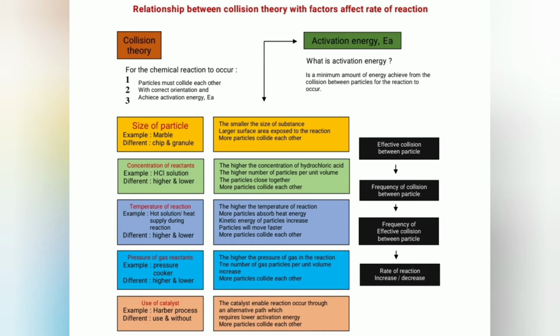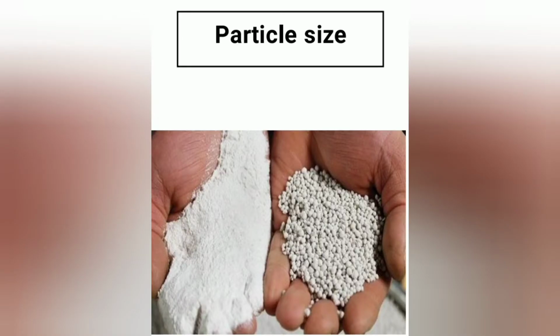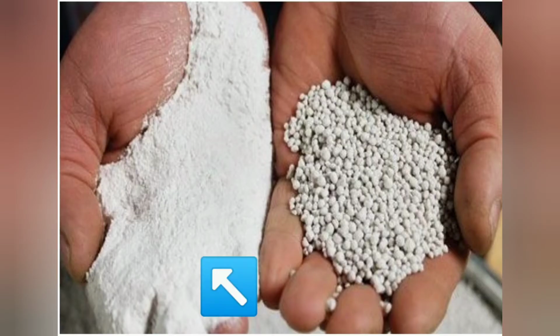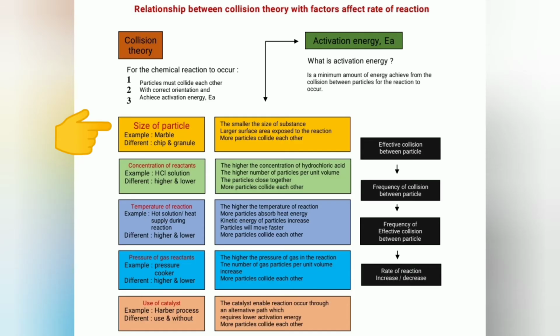The effect of the size of a solid reactant or surface area, concentration, pressure, temperature, and catalyst on the rate of reaction can be explained using the collision theory. The effect of size of a solid reactant or surface area on the rate of reaction using collision theory. When the size of a fixed mass of a solid reactant becomes smaller, the total surface area exposed to the collision with the particles of the other reactants increases.